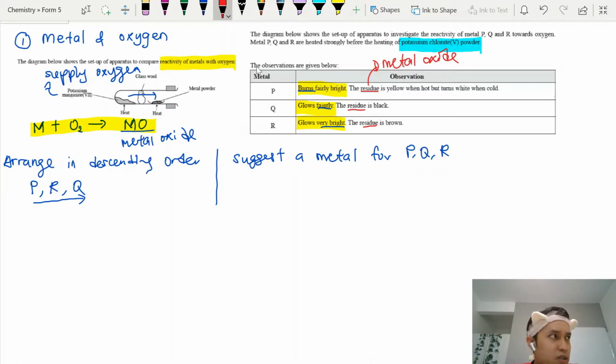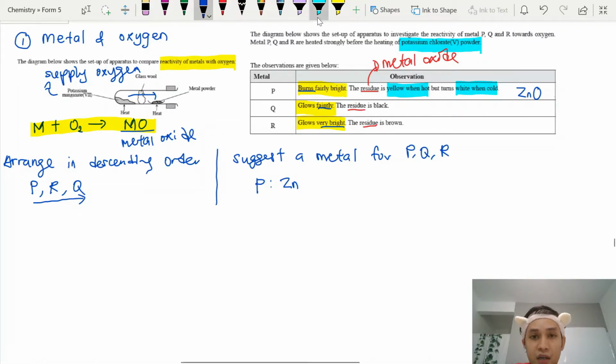In Form 4, Chapter 8, I believe, your salt chapter, we learn about the colors of different metal oxides. So you need to know the colors. You need to memorize. I'm so sorry, there's no other way to do this besides memorizing the colors of the metal oxides. But some are very obvious. For example, this one, yellow when hot, white when cold. This is for zinc oxide. So for metal P is zinc. The residue you are forming is zinc oxide, ZnO. So your metal P here is zinc.